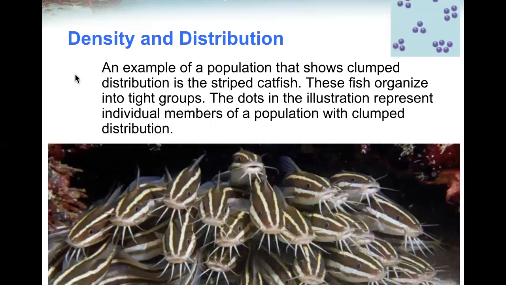An example of a population that shows clumped distribution is the striped catfish. These fish organize into tight groups. The dots in the illustration represent individual members of the population with clumped distribution.